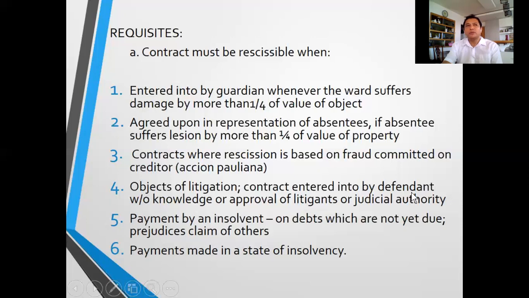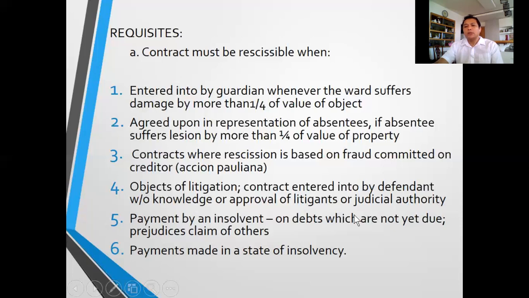The defendant is the person who is being sued. So the defendant sold the property without the knowledge or approval of the plaintiffs or the court. It's either the plaintiff or the court, or both of them. So at least the plaintiff should be made aware of the sale in order that it be valid, or it should be with the permission of the court who is handling the case.